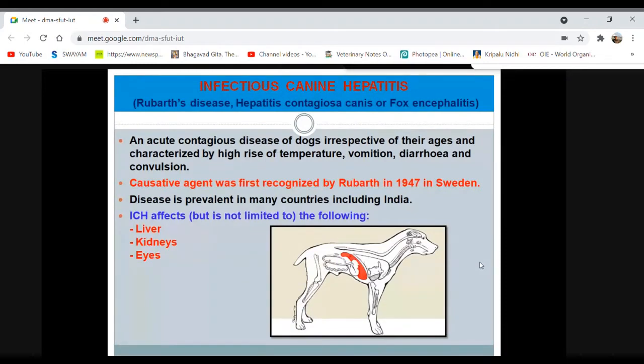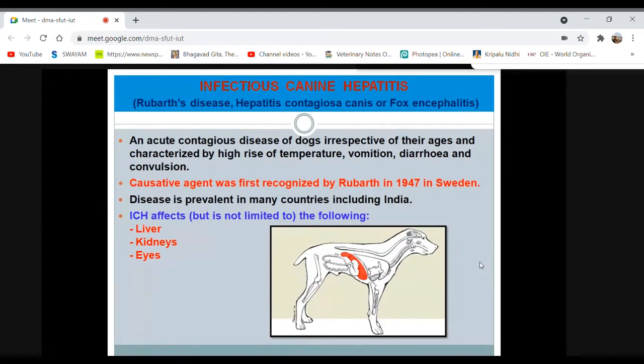In this case, the name itself, infectious canine hepatitis, means liver is one of the target organs most commonly affected in this infection. So whenever you suspect this disease, mostly the liver will be affected, showing severe hepatitis. Along with this, two more organs, the kidneys and eyes, are also commonly affected.